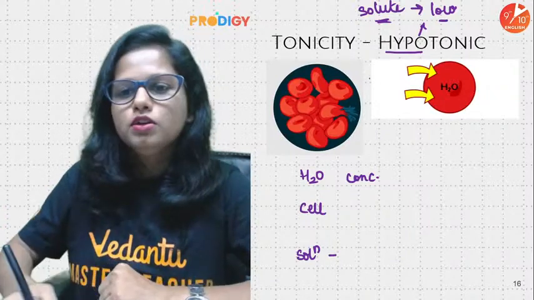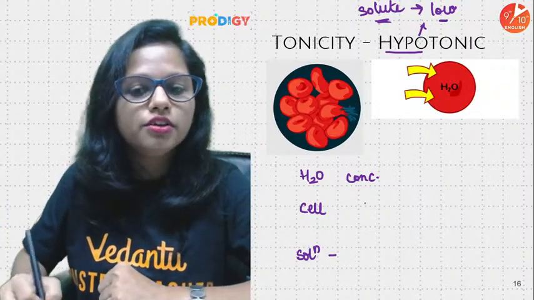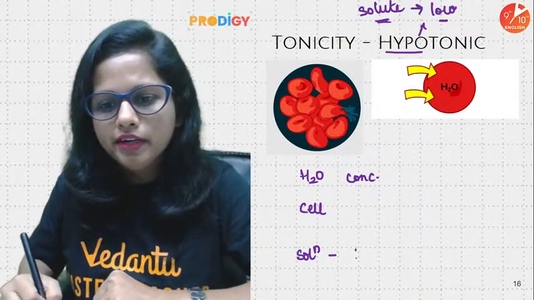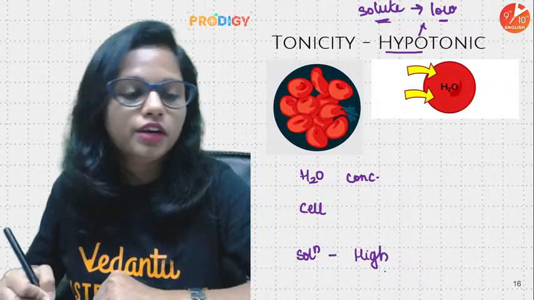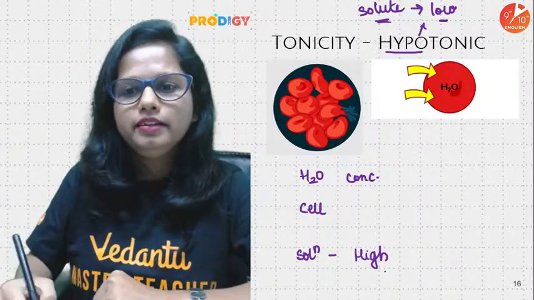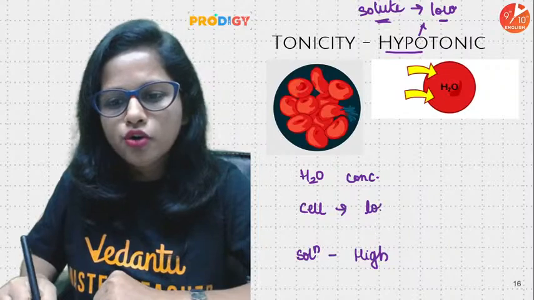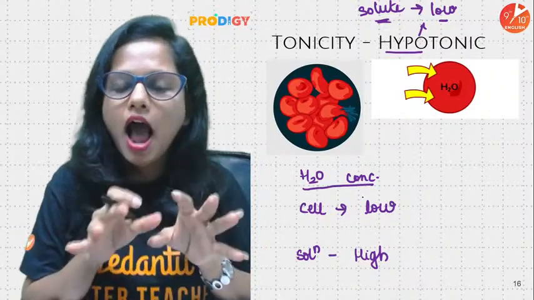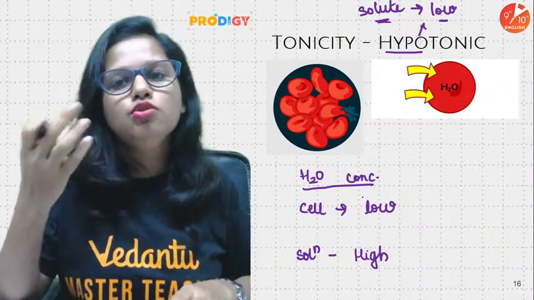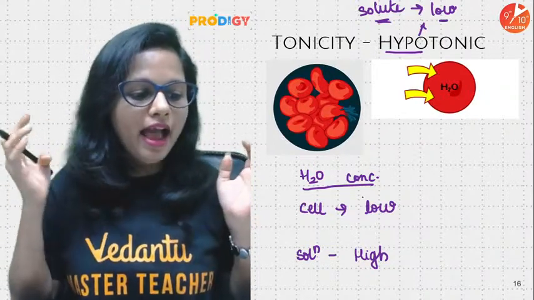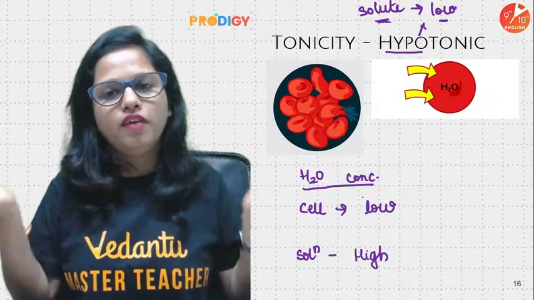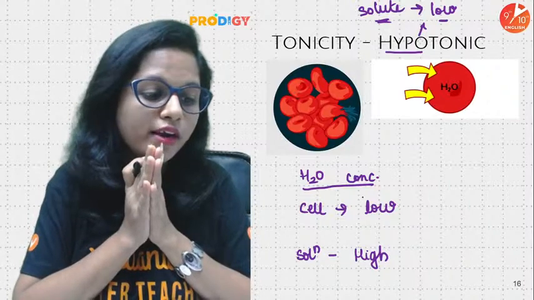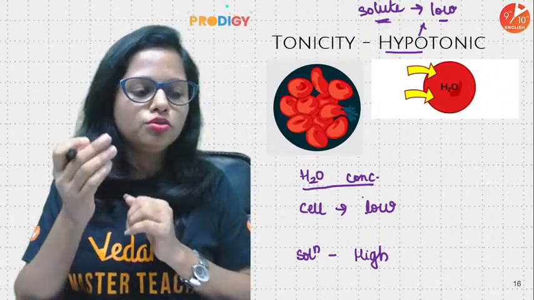So people, if the solute concentration is low, the solvent will be high. The water will be high. And then in the cell, it's surely going to be low. So water is high in the solution, but it is low in the cell. So water has to move from a region of high concentration to low concentration. From where to where is it going to move? From solution to cell or cell to solution?